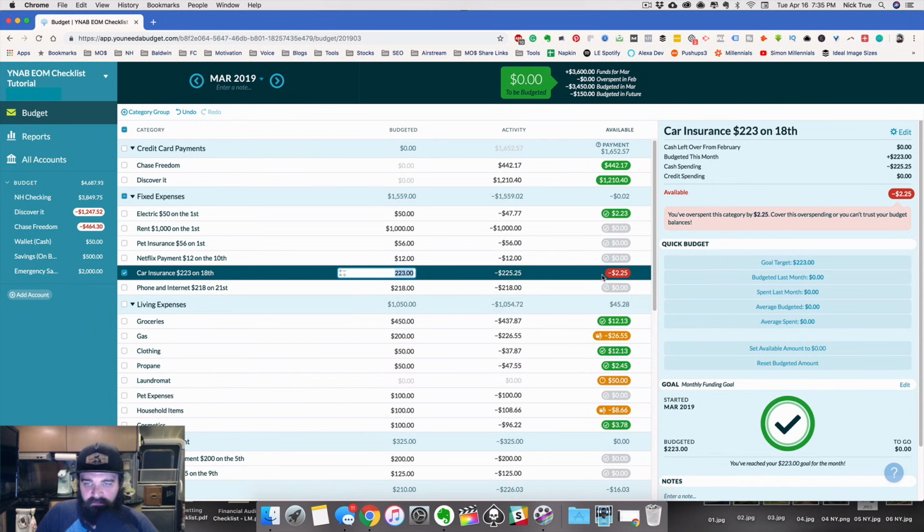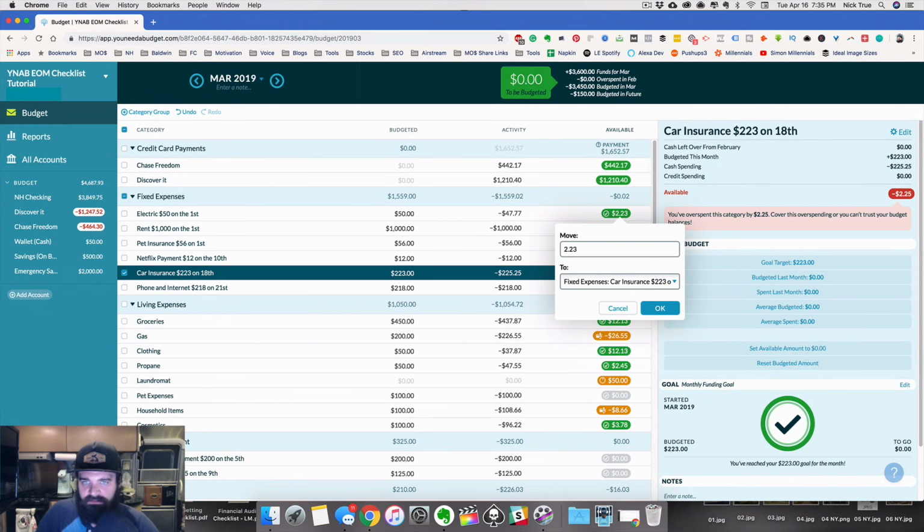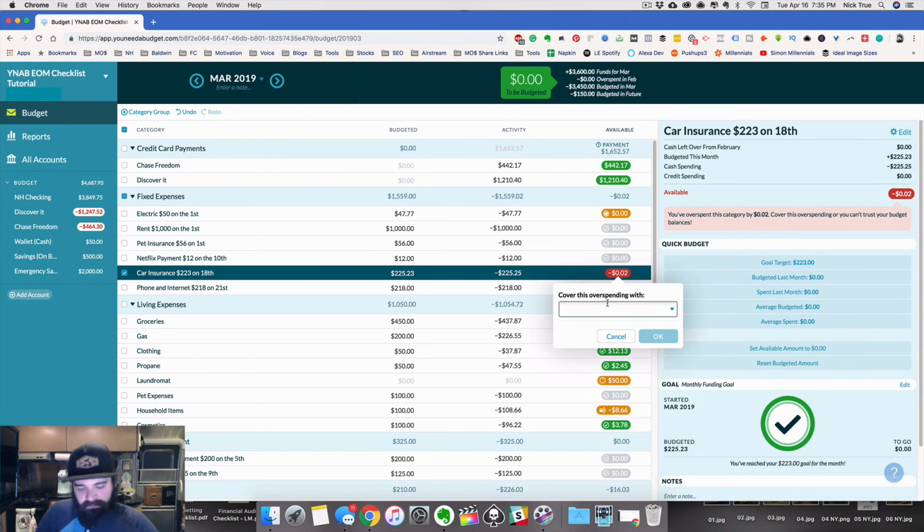So I need to cover this from money that is left over. Well, it just so happens that I've got a little bit of money left over in electric, so I could move that down to my car insurance. Then I'm still a little off by 2 cents, so maybe I'll take that from leftover money in groceries. Click here and cover the spending with groceries.